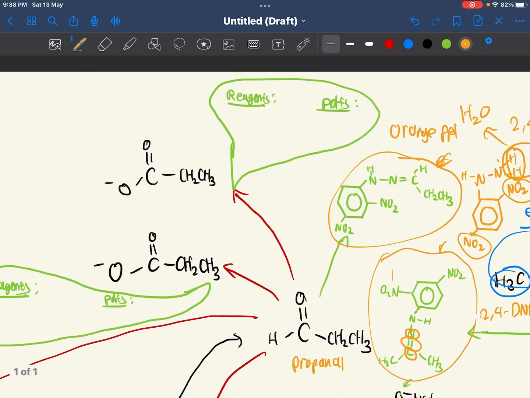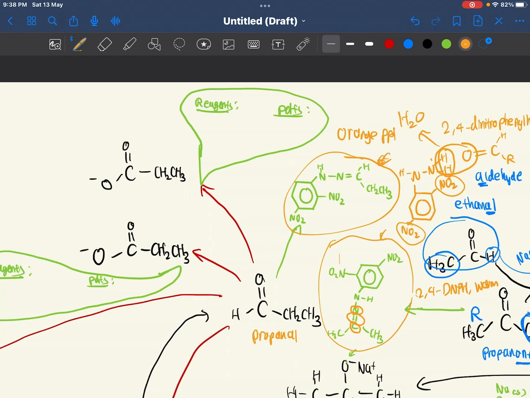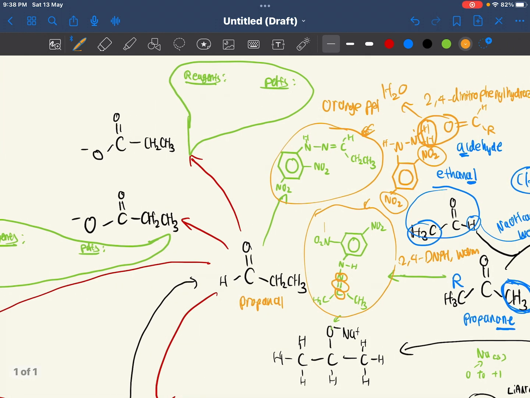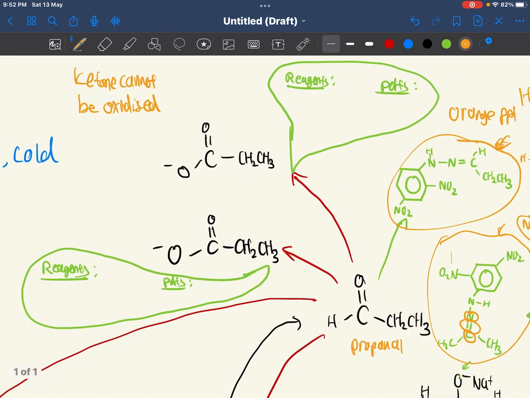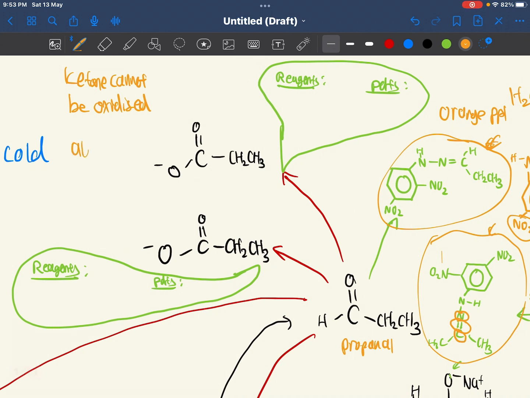So ketones cannot be oxidized. That is what we need to know. Now looking at the reagents and conditions, we know that ketones cannot be oxidized, so aldehydes can be oxidized. This is one way that we can do a distinguishing test between an aldehyde and a ketone, by doing oxidation reactions.